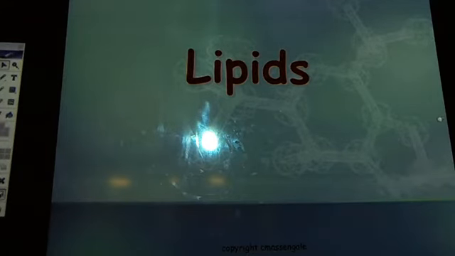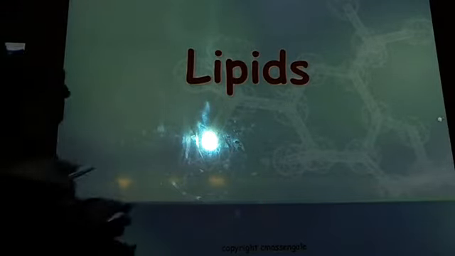What would we use lipids for? You said they're fat. So what do we use fat for? To hold something. Long-term energy. We're going to hold it for long-term energy. And there's other things we're going to use it for too.